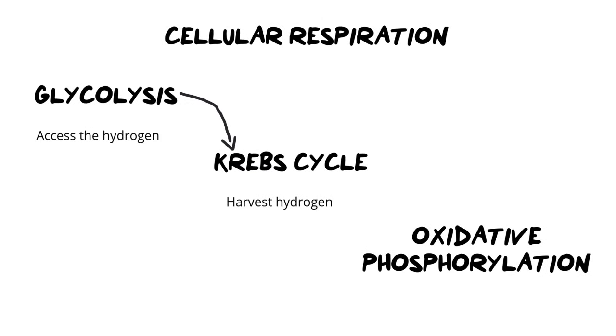Here, we use the hydrogens to make the energy carriers ATP, which, remember, is the goal of cellular respiration, to take sugar and oxygen and to create carbon dioxide and ATP along with water.